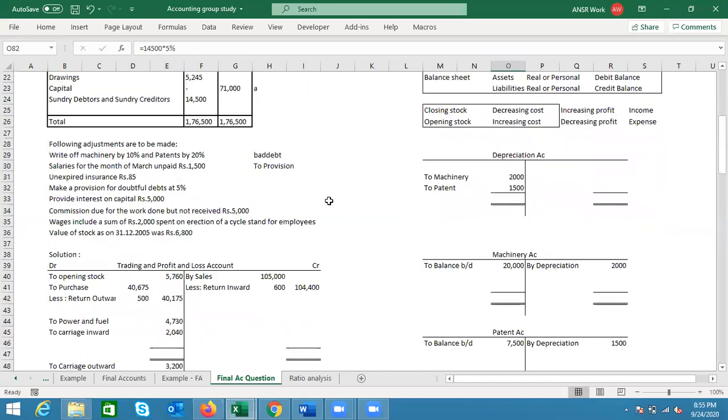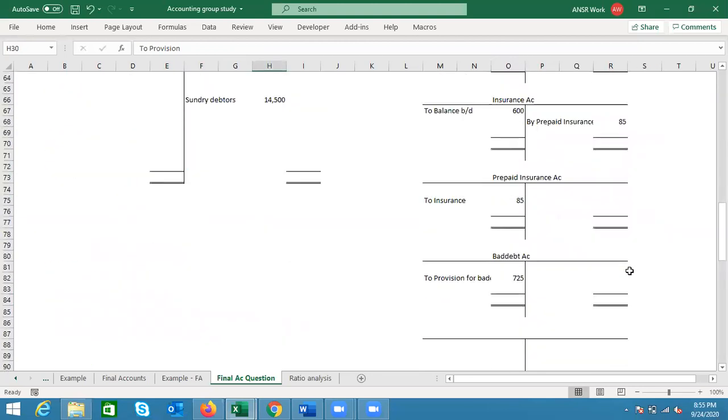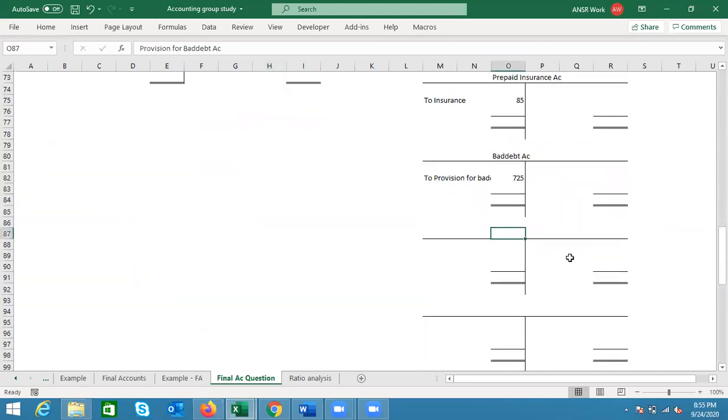Now the other aspect of it is provision for bad debt. I'll create a new account for it because there is no such account in the trial balance. Provision for bad debt, will it be posted on the credit side or debit side? Credit. Perfect. Now the particulars will be to bad debt account. The amount will be exactly the same, 725.